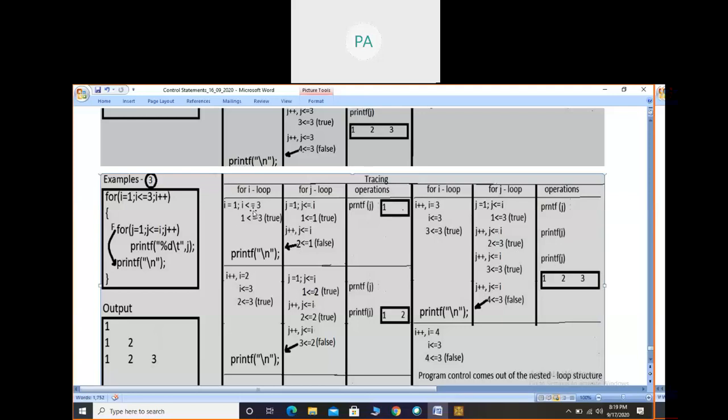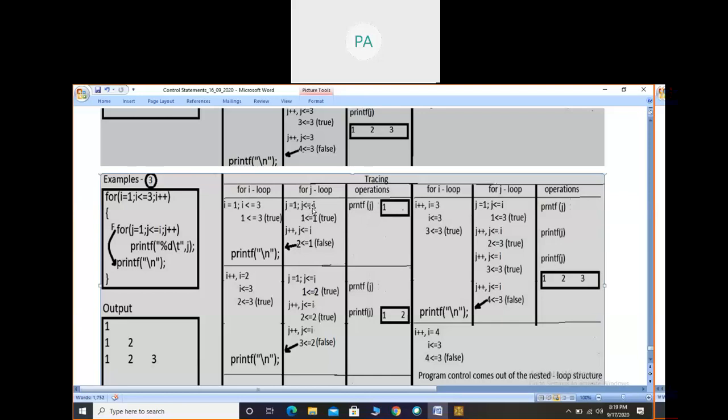So i is equal to 1, i less than or equal to 3, 1 less than or equal to 3, condition is true. j is equal to 1, j less than or equal to i. In this case, don't write 3 here, you write i if we want this type of output. So by using nested for, we can design any output in terms of rows and columns.